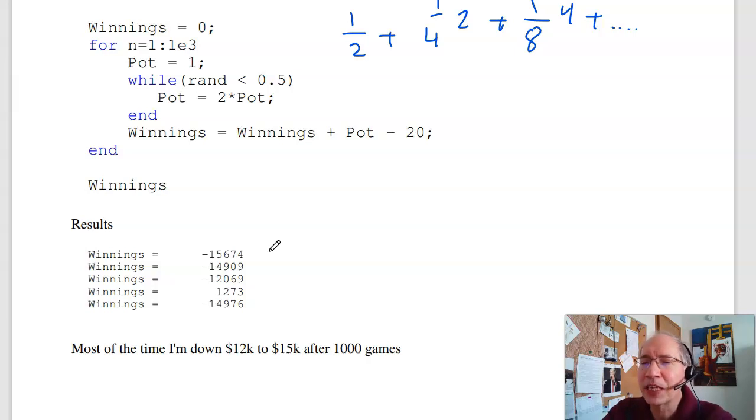That's why it's called Gauss's dilemma. It's a game where no casino is going to offer it because expected winnings are infinite, but no one's going to play it because everybody keeps losing. Occasionally somebody gets lucky and wins, but usually you lose.